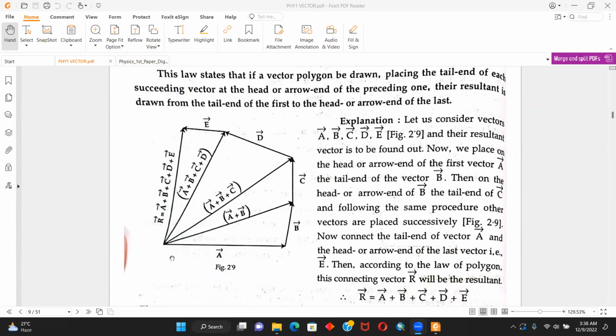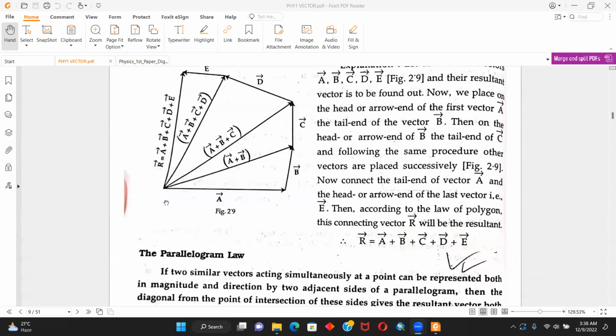So, R vector equals A, B, C, D, and E, all of this added together. Again, I am saying this is the addition of vectors, not of their magnitudes, not their values.